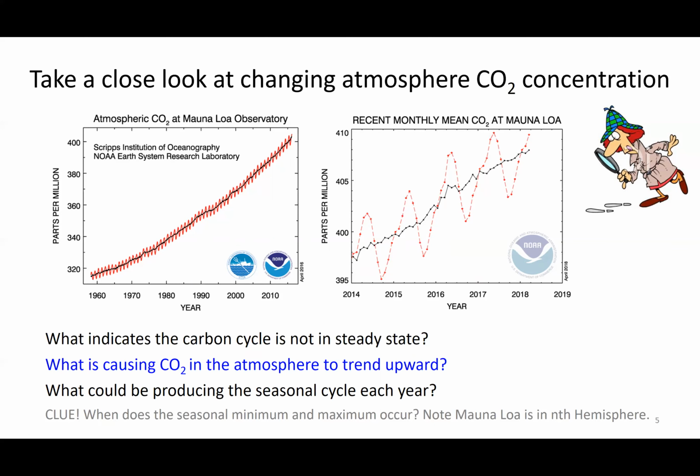Now, I've given you a bit of a clue, and that is, when does the seasonal minimum and maximum occur? And you should note that this is measured at Mauna Loa, which is in Hawaii, and that's in the northern hemisphere. So the beginning of the year, around about this period here, a little bit after, this would be January 1. So this is winter, and this would be the northern hemisphere summer here, followed by winter, summer, winter.